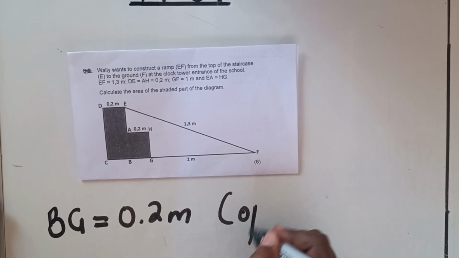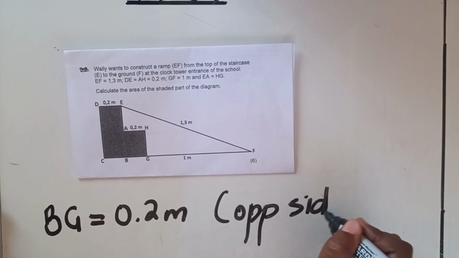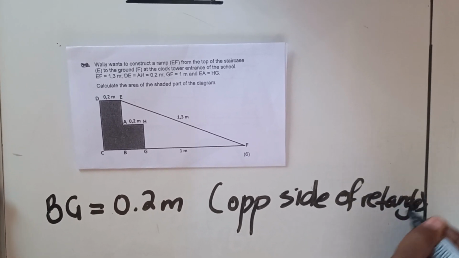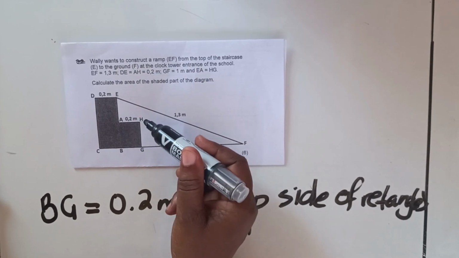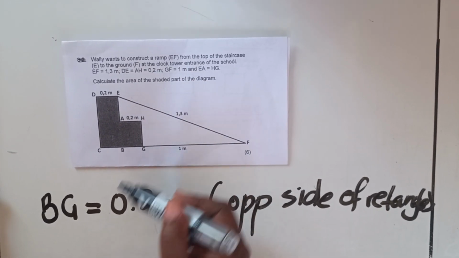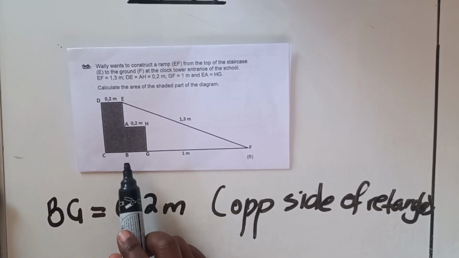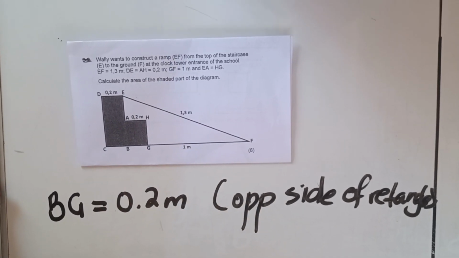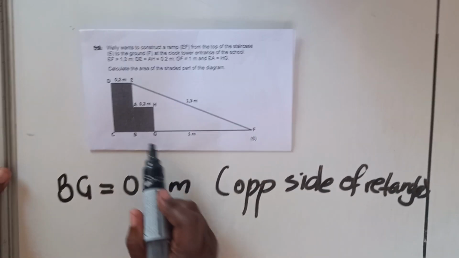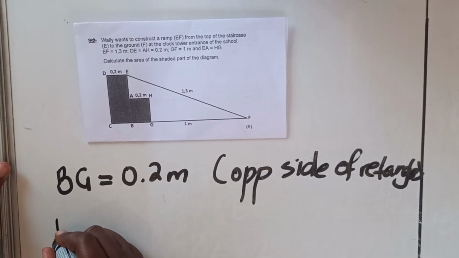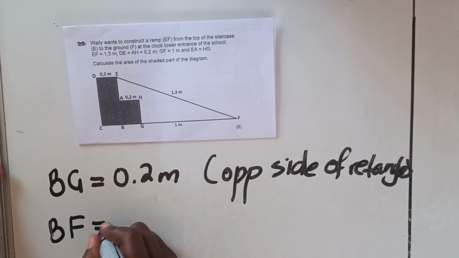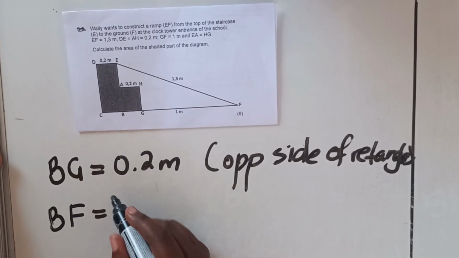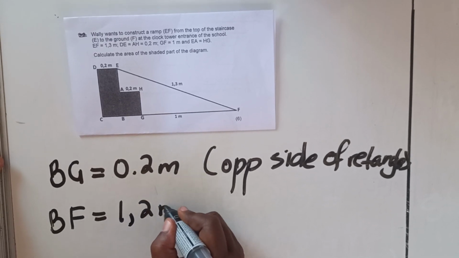And the reason: the opposite sides of a rectangle are equal. So if this one AH is 0.2, this one BG is also 0.2. Why is that important? Because I want this whole line here to form a triangle for me. So do you see now this line BF is equal to 1 meter plus the 0.2 here, so it's 1.2 meter.